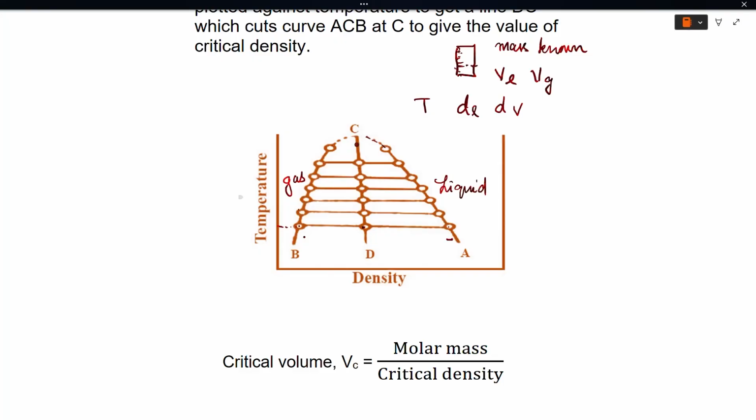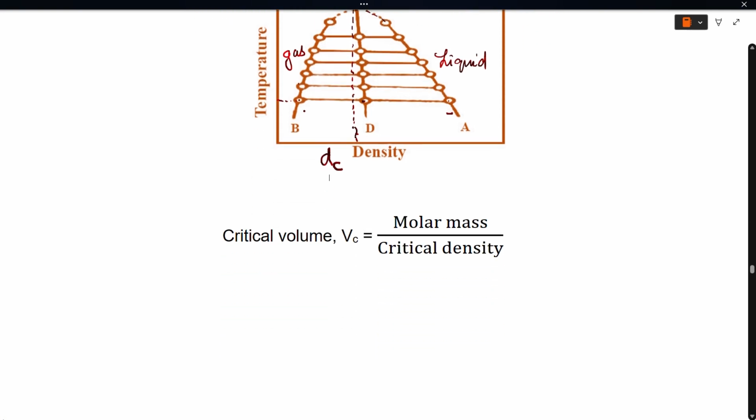Okay. Now, extending that, it meets the curve at the point C, and this is the critical condition, and the density corresponding to that will give you the critical density. Now, critical volume Vc is equal to molar mass by critical density, because you can't take any mass, because critical volume is for 1 mole. So, molar mass divided by critical density will give you the critical volume.